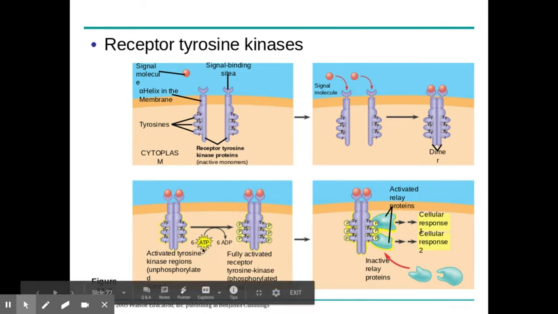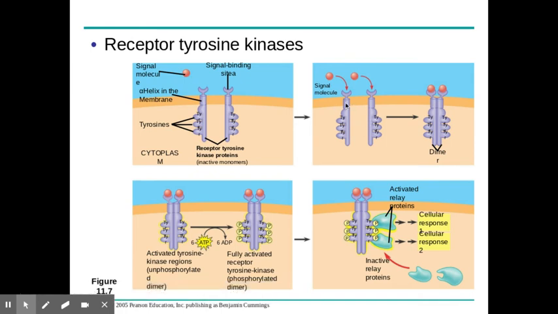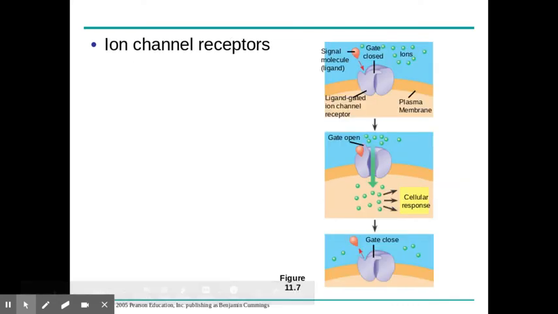Sometimes we have a tyrosine kinase, and a specific thing that is unique about these is they can create multiple cellular responses. But again, what are you seeing? Signal molecule bonding to a receptor protein, which is going to cause a change.